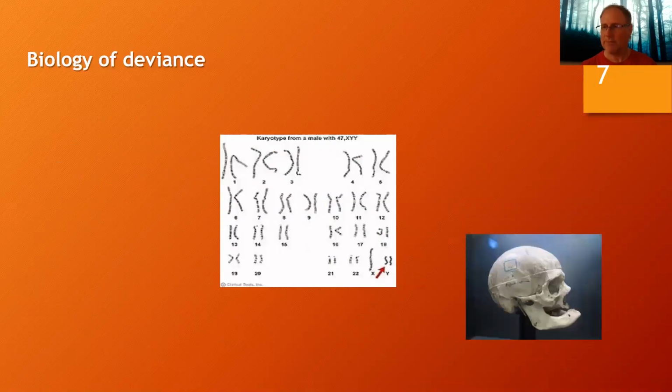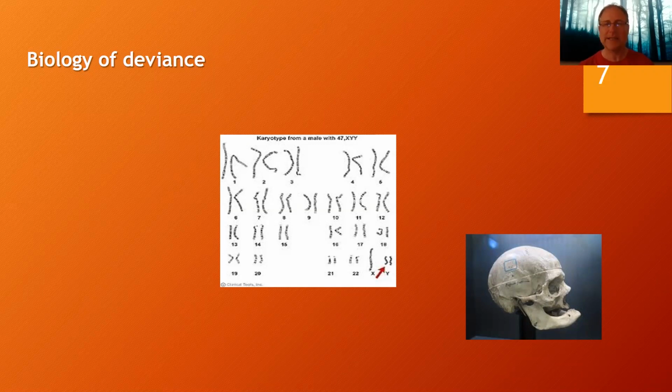So let's start with biology. Biology will ask, is there a link between biology and crime? Are there genetic predispositions, defective genes, and/or in males an extra Y in their chromosome makeup?